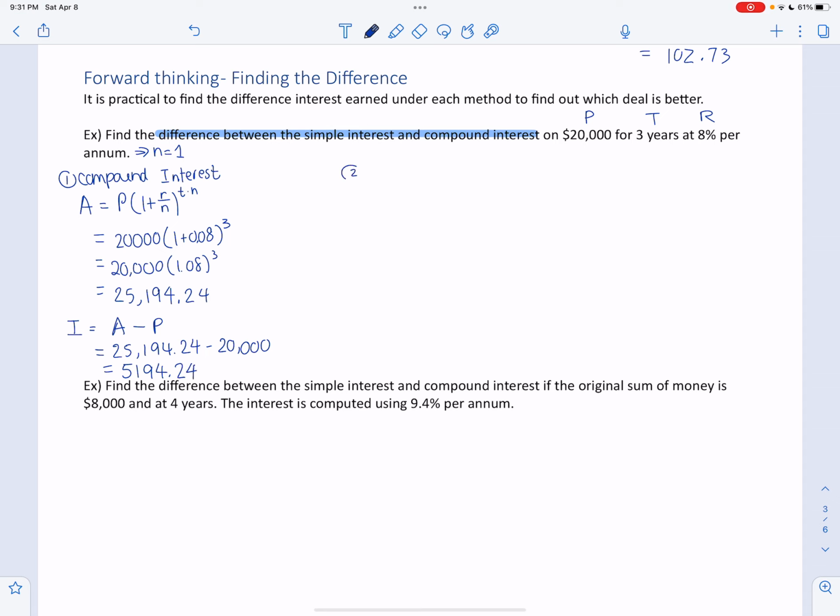Number 2, let's find the simple interest. This is easy. We have I equals P times R times T. $20,000 times 0.08 times 3. That's $4,800. So easy for simple interest. That's it. So number 3, you compare. Okay, find the difference.